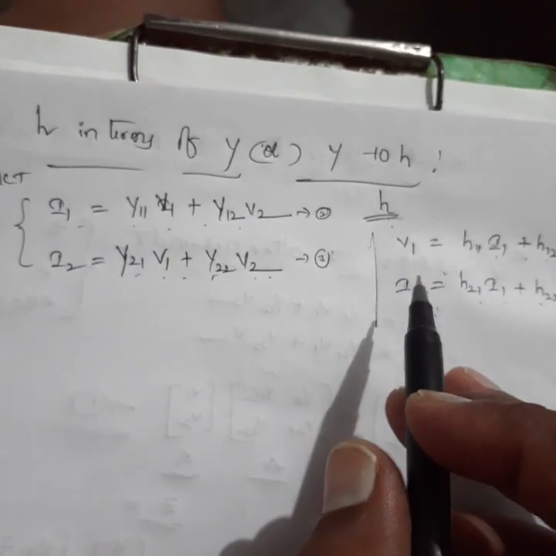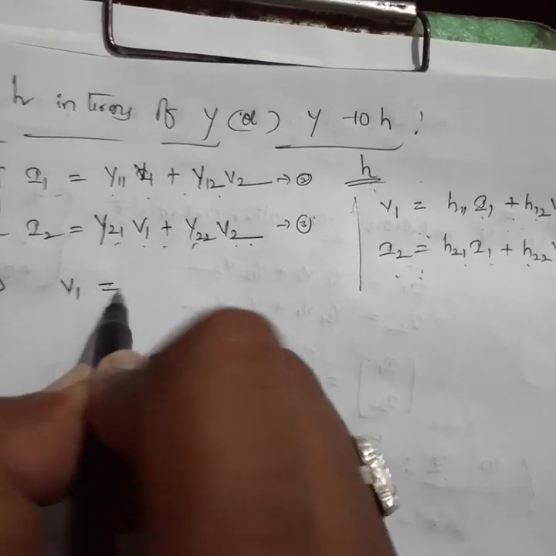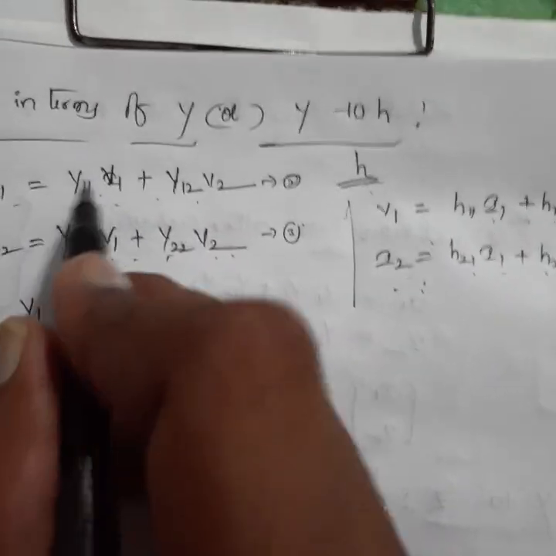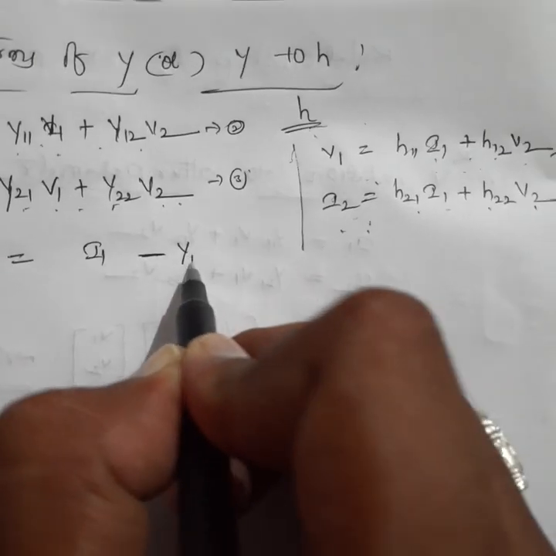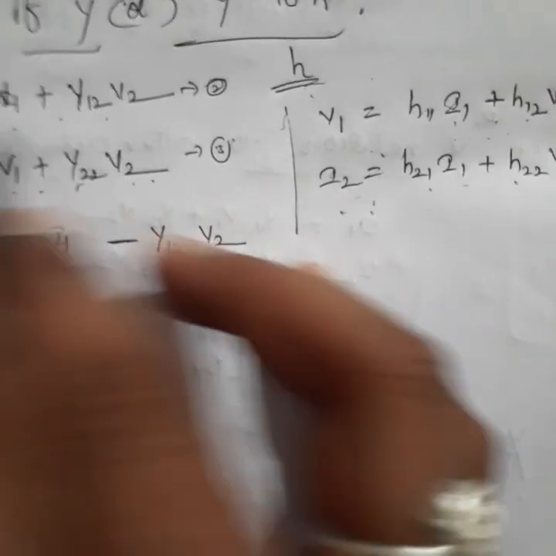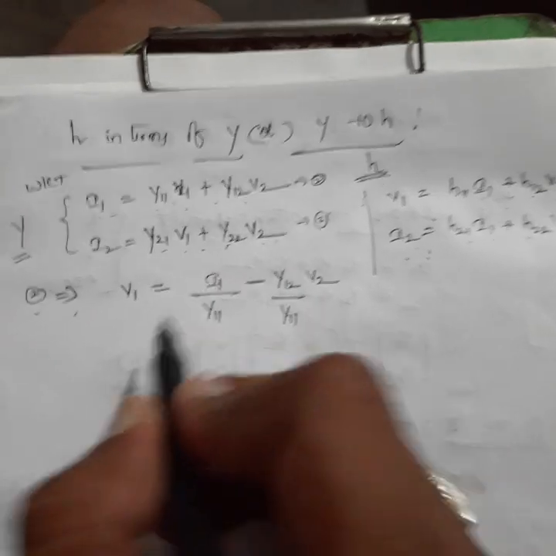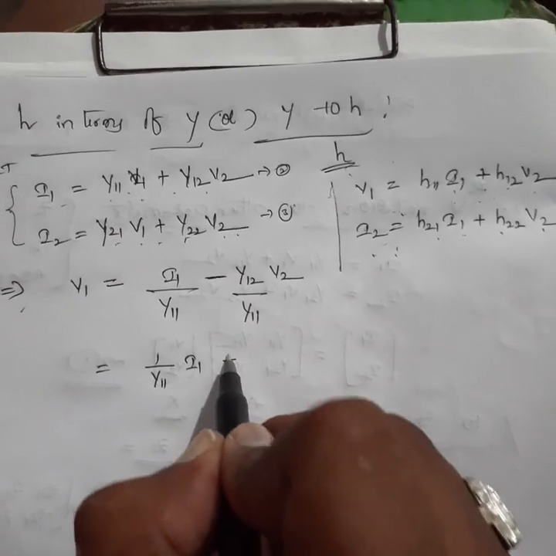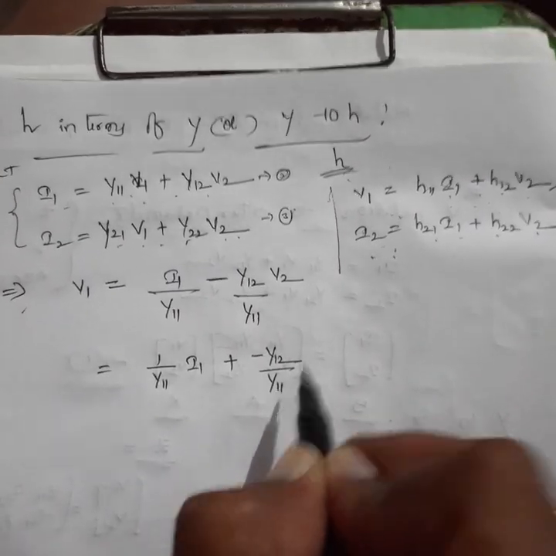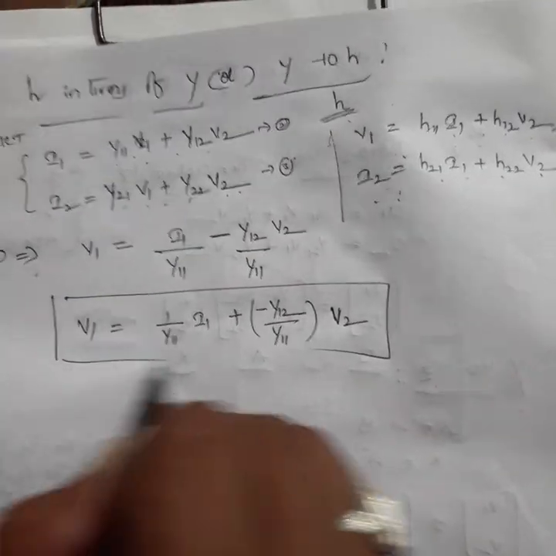In the first equation, V1 equals H11 I1 plus H12 V2. From equation 2, I can write V1 equals I1 minus Y12 V2, divided by Y11. That means V1 equals 1 by Y11 I1 plus minus Y12 by Y11 of V2. This is one equation, which I place in a box.